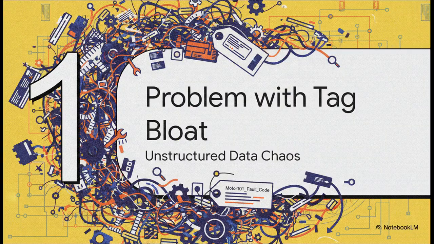We've all been there, right? The program starts small, but it grows, and suddenly you're scrolling through this massive, unstructured list of tags. It's an absolute nightmare to manage, a real headache to debug, and it makes scaling your project almost impossible. Just trying to find one tag like motor101_fault_prod in a sea of thousands is a massive waste of your time.